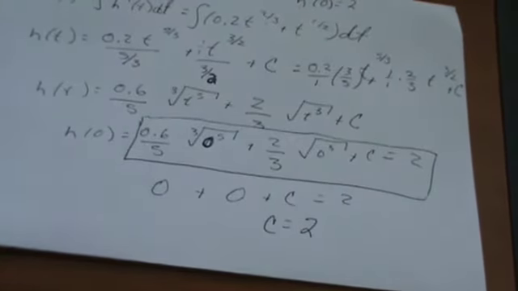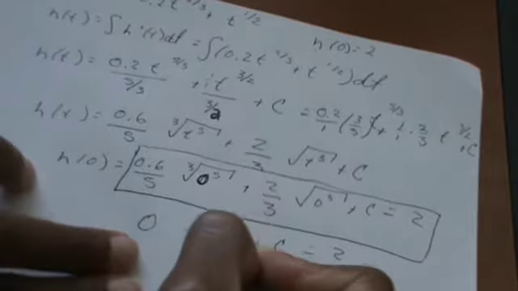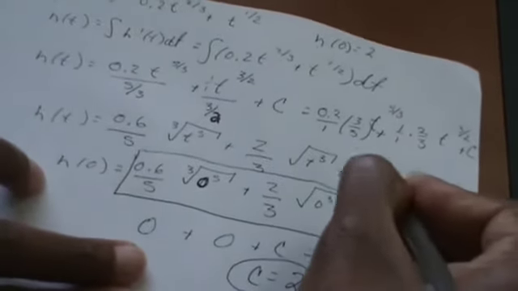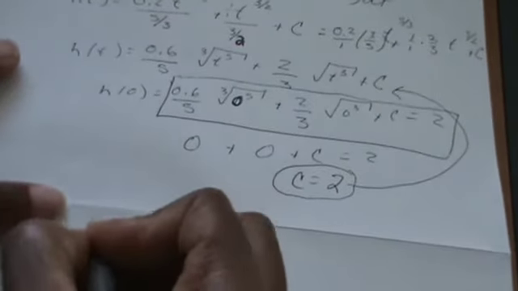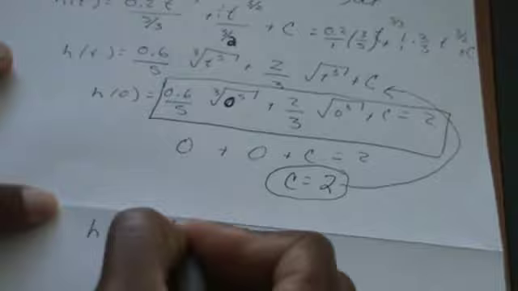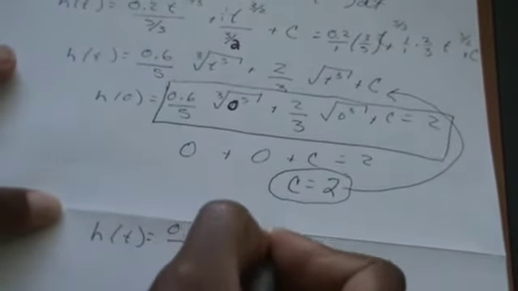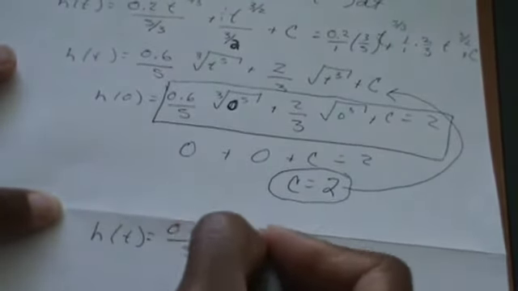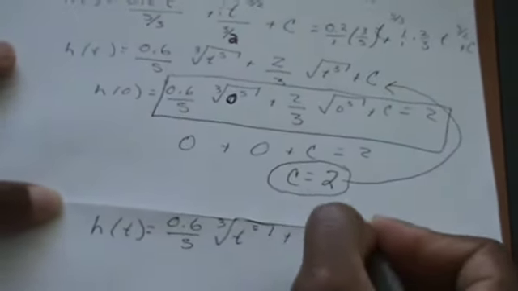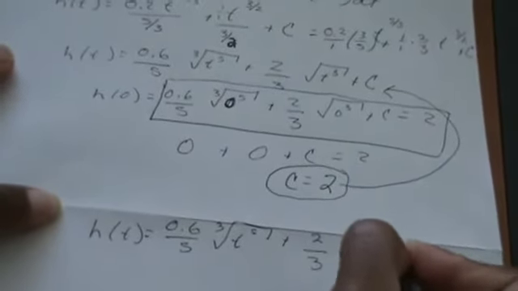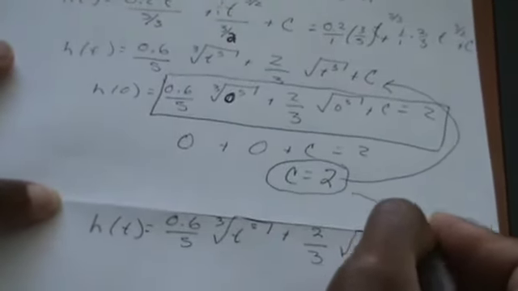Alright, so I'm not done, obviously, because I have to take the c value and plug it back into my equation. So my general h of t formula is 0.6 over 5 cube root of t to the 5th plus 2 over 3 square root of t cubed plus 2, right? Now that we know that c is equal to 2. C isn't just anything, c is equal to 2.